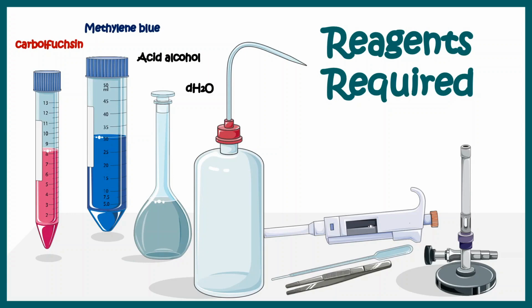First of all, let's get introduced to the reagents. We need carbol-fuchsin as the primary stain, then methylene blue as the counterstain. There is acid alcohol, which is the decolorizing agent. There is distilled water for washing purposes, and some other items like a pipette and forceps. All of these things are very common in any microbiology lab.